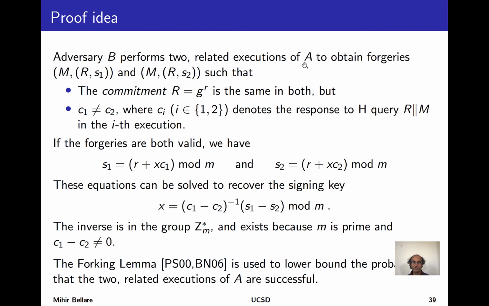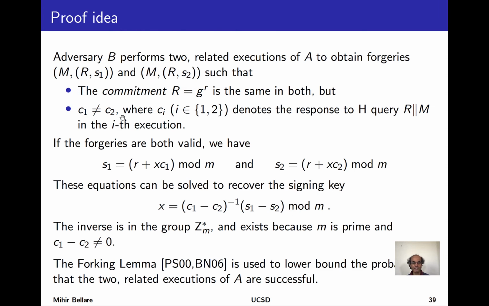And furthermore, these two runs are going to be related to each other. The result of this is that it's going to end up with two forgeries, which are also related to each other. Importantly, the commitment in the signature, the R part, is actually the same in both forgeries. The second part need not be the same, and it turns out that the message is the same as well.